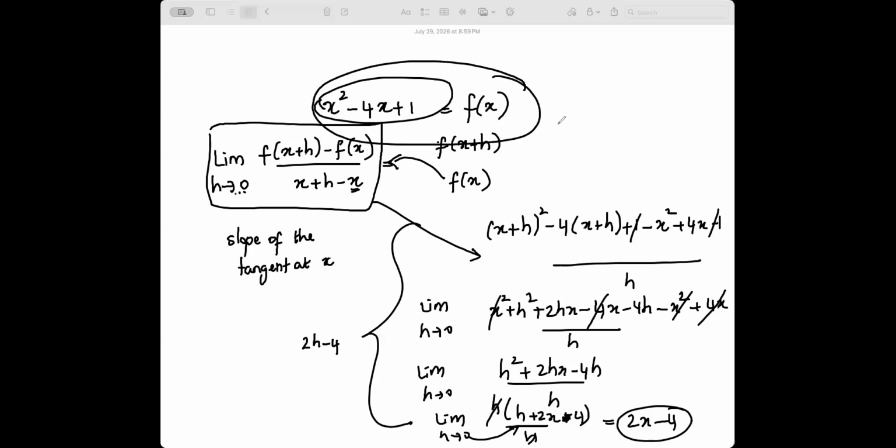You were given a graph. Okay, what did you do? You found out this was the graph. Basically, you found out the slope of the line at a particular point. You found out the instantaneous rate of change for this function. Did you get it? Yeah. This is your instantaneous rate of change for this function at x. Got it? Yeah. Okay. Let's go ahead.